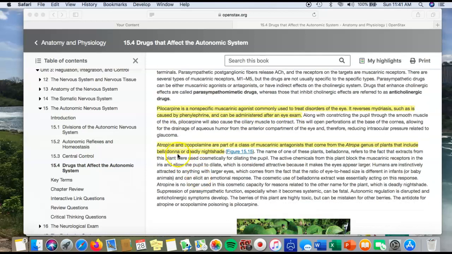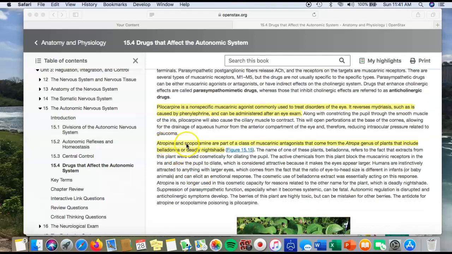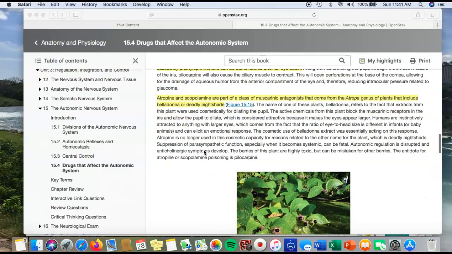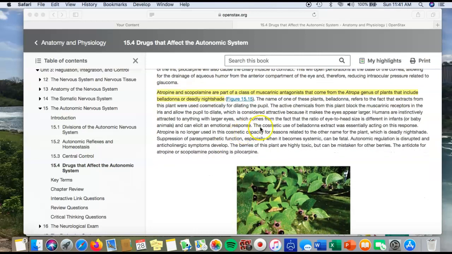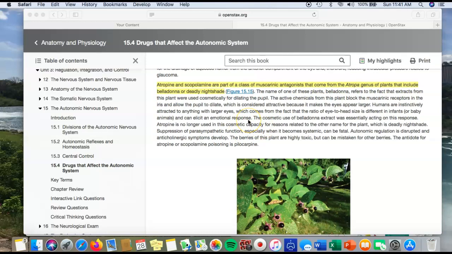And then one other one I'd like to talk about is atropine and scopolamine, which are part of this muscarinic antagonist group, and they come from this type of plant genus Atropa. And basically there's two types. Belladonna was what it used to be called, but it's also called deadly nightshade. And basically what belladonna did was it would dilate your pupil, and people found this to be relatively attractive because it makes your eyes larger.